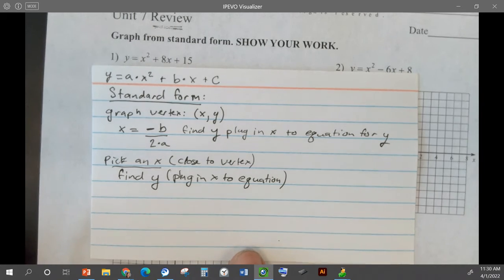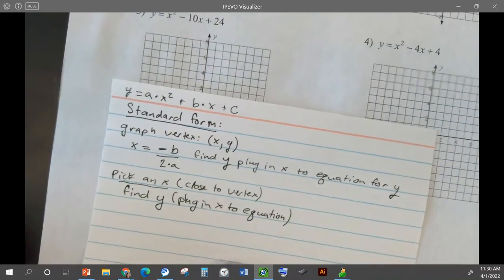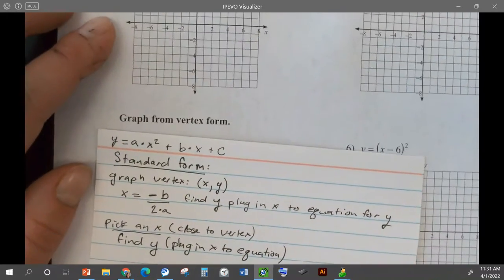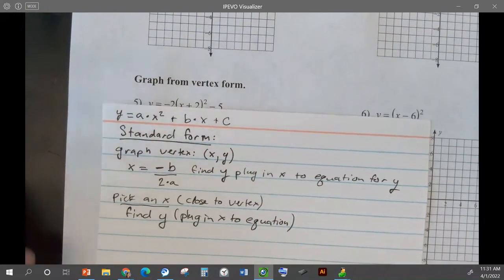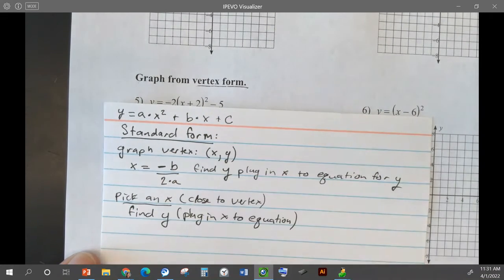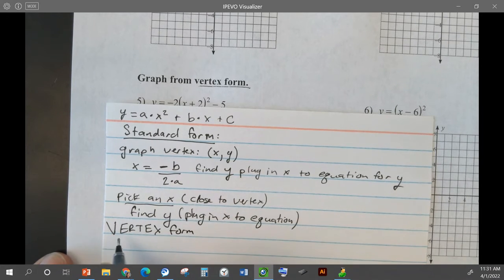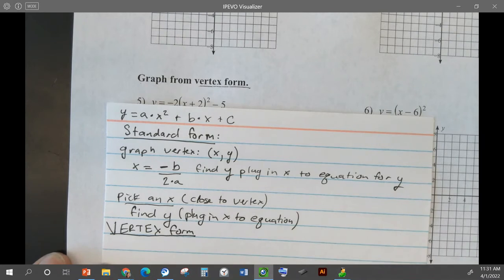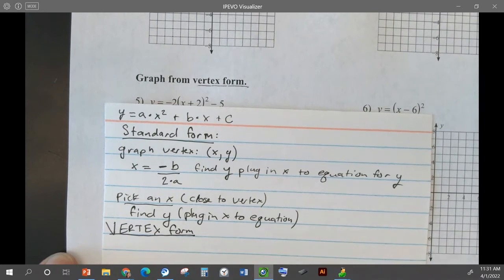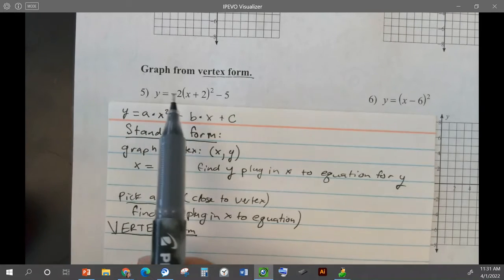So the second section down here, I'm just going to kind of drag my paper underneath. The second section on our review and our test is vertex form. So I'm going to write that here. Vertex form. So somehow remind yourself vertex form. So this looks like vertex form.